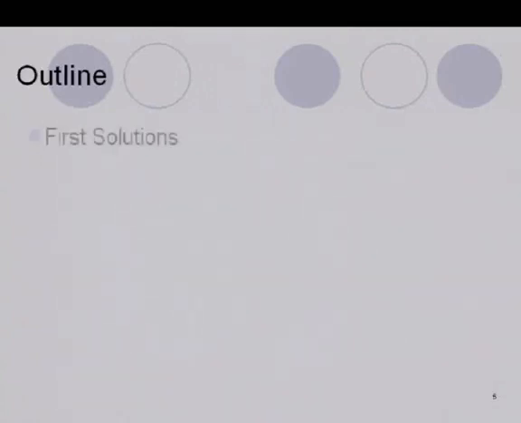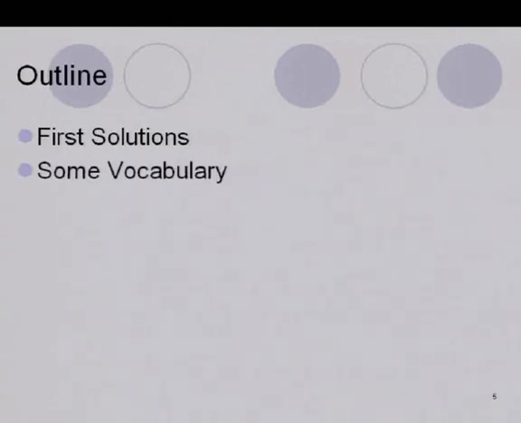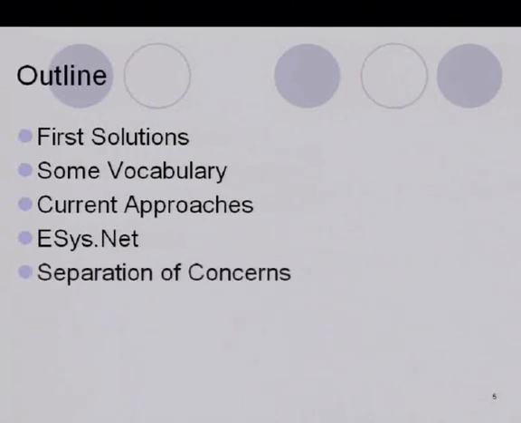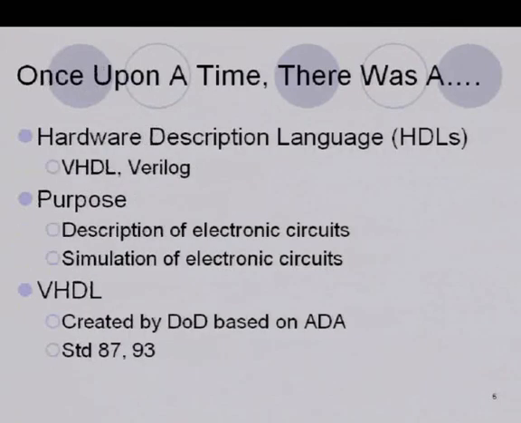So what I'm going to talk about today: some current solutions or some past solutions to try to help with this productivity gap. Present some vocabulary, because this is a software symposium, so try and get in some hardware vocabulary. Current approaches, ESYS.NET, and where exactly do we fit into this presentation with .NET technologies. Separation of concerns, SoC-ML, so System on a Chip ML. And conclusions.